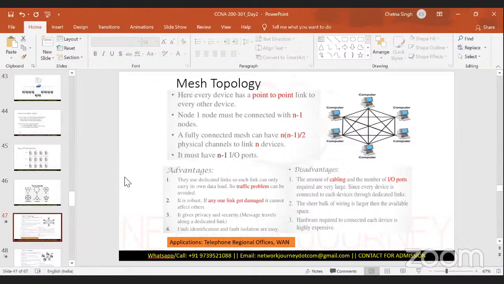Mesh topology is used where there is a WAN, a wide area network, and wherever we see telephone regional offices, like we have in our country MTNL and BSNL. They have a kind of mesh topology in their regional offices. The connections are mesh connections. I'll be giving you applications for each and every topology so that you get a very good idea of which topology is used under which applications.